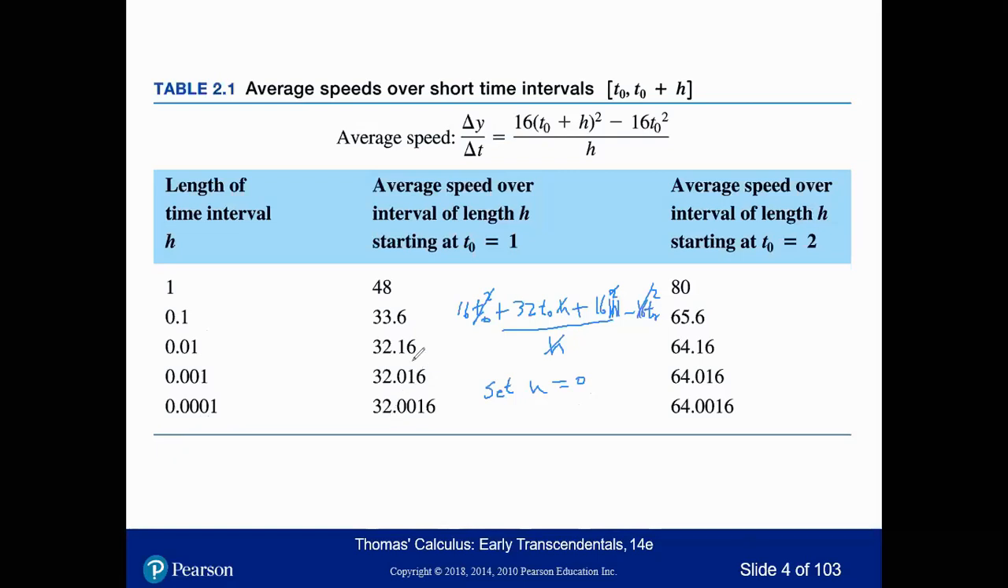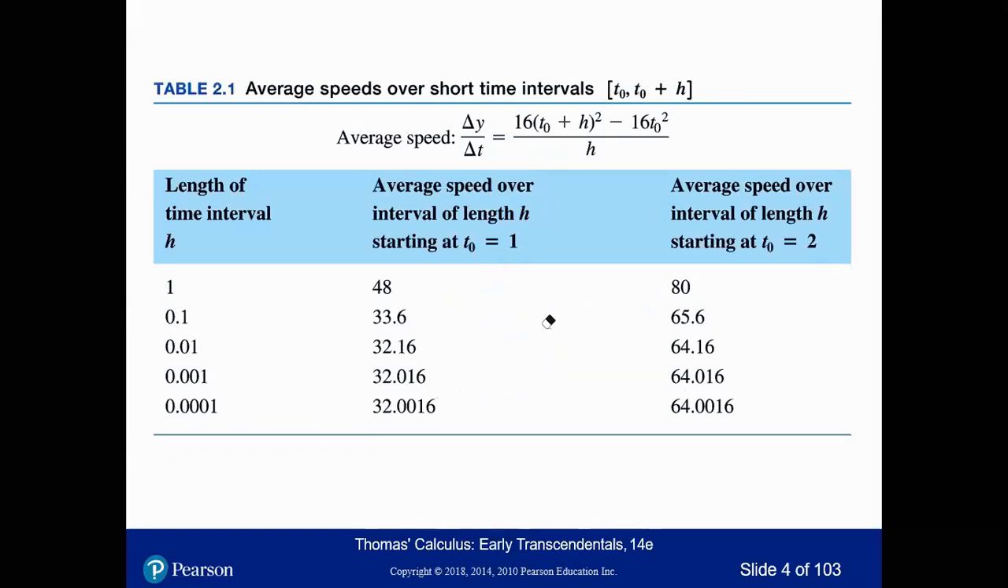It could be t0 equal to 2, but then the result will be 64. 2 is just twice this, so it will be 32, this will be 64. If it is 3, it will be 3 times this. If it is 4, it will be 4 times this. The relation is linear. Okay? Everybody is confident? Very good.